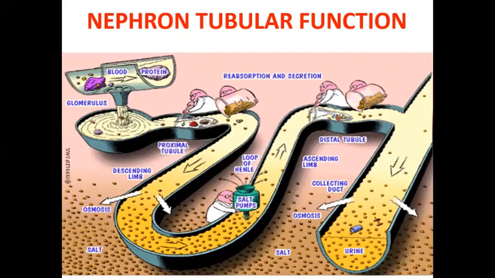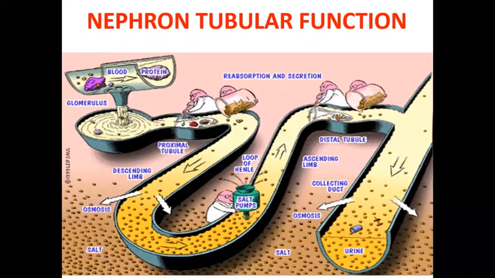For instance, glucose, amino acids, and some of the electrolytes that need to be reabsorbed back into the body will be reabsorbed here. Then there are certain substances that were not filtered by the glomerulus, but the body needs to get rid of them. They can be secreted by the tubular capillaries into the lumen of the kidney nephron. So you can see that secretion taking place.